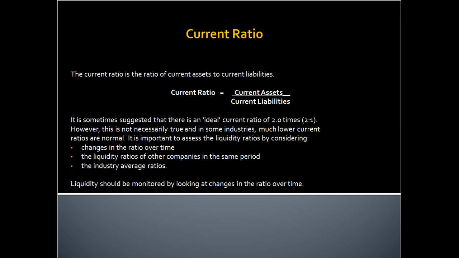It is sometimes suggested that there is an ideal current ratio of 2 times, that is 2:1. However, this is not necessarily true, and in some industries, much lower current ratios are normal. It is important to assess the liquidity ratios by considering changes in the ratios over time, the liquidity ratios of other companies in the same period, and the industry average ratios. Liquidity should be monitored by looking at changes in the ratio over time.